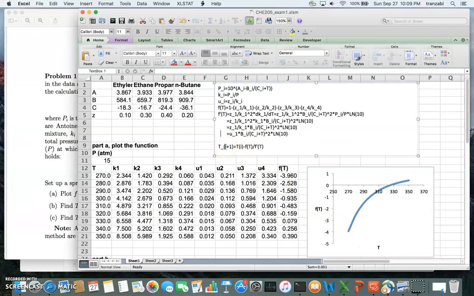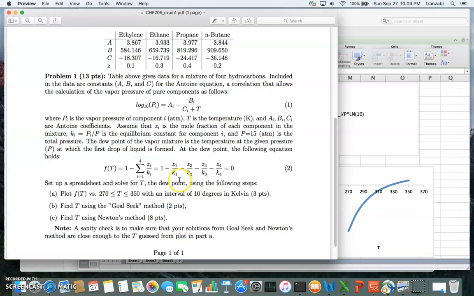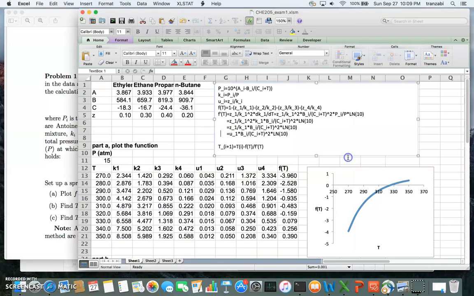So this is a solution posted on Blackboard. I have the table here, which is exactly copied from the problem statement. To calculate f of T, I have to first calculate the K's, and then Z over K, which I call u, and then subtract the u's from 1. And that's what I have here. So then I have K's. For every temperature, I can calculate K. And then for every K, let's say for this K1, I can calculate u1, which is Z1 over K1, u2 is Z2 over K2, and so forth.